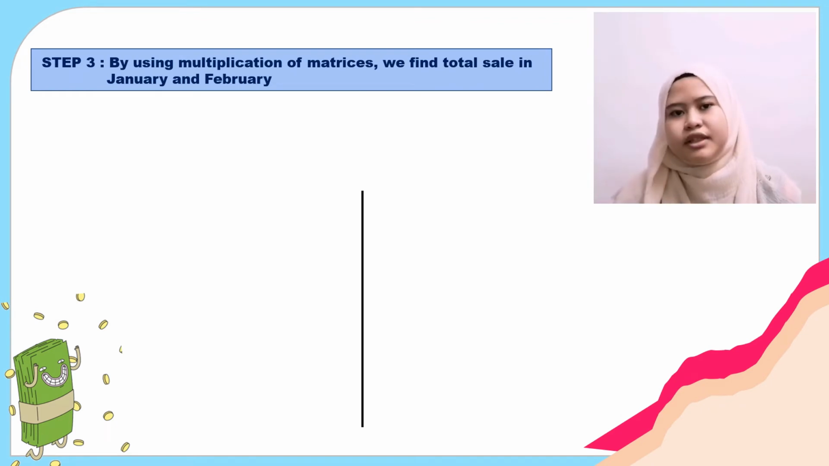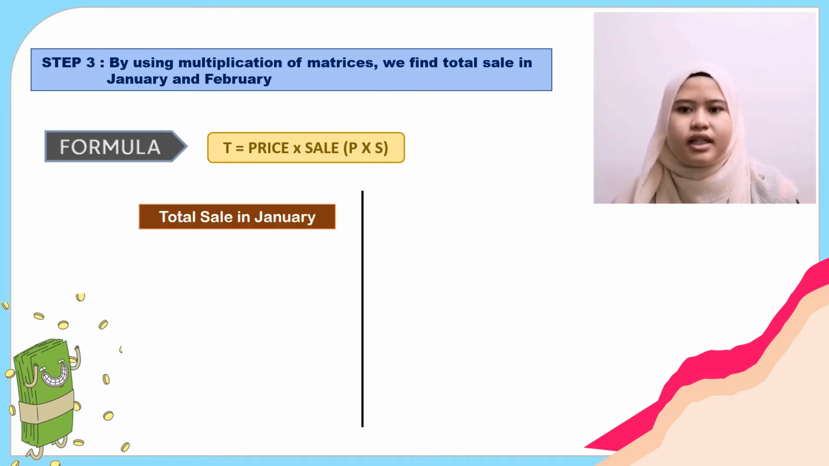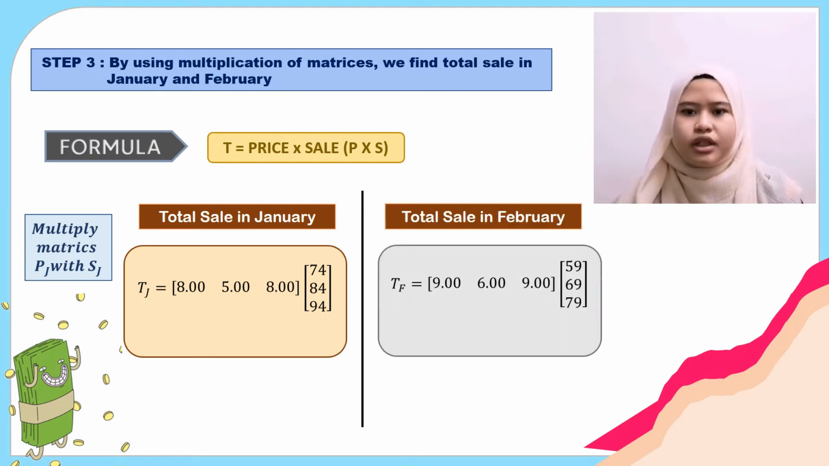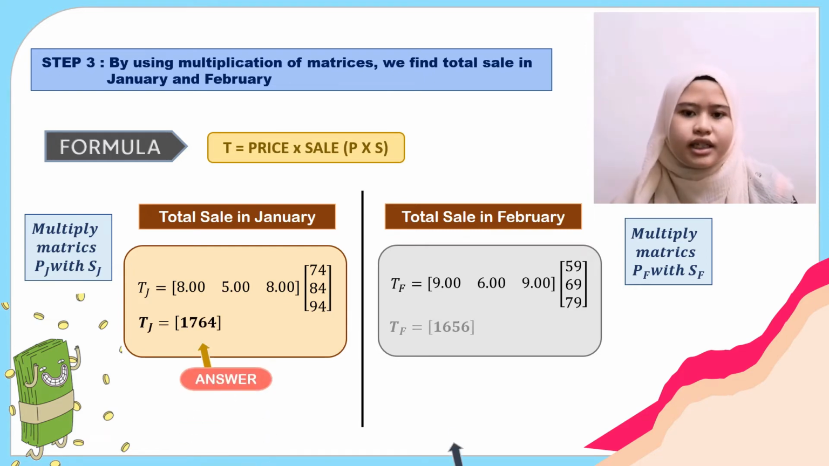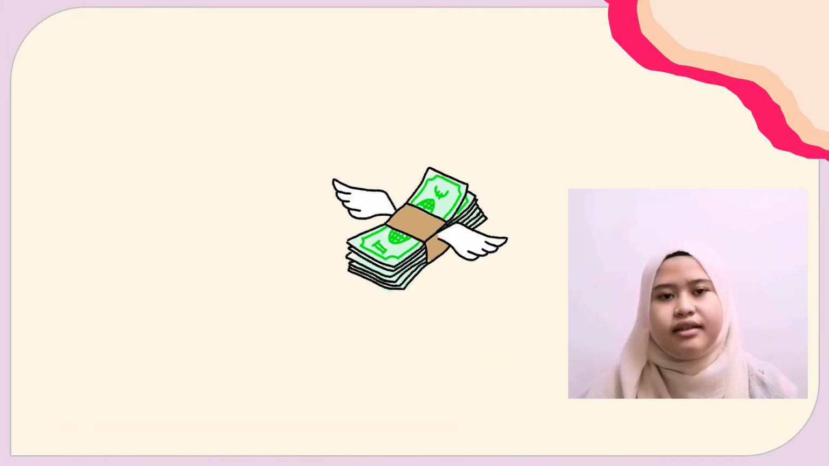Step 3, by using multiplication of matrices, we determine the total sale in January and February respectively. We need to multiply matrix P with matrix S to get the total sale in a particular month, which we name as matrix T. To get the total sale in January, we need to multiply matrix PJ with matrix SJ. Then, we need to multiply matrix PF with matrix SF to get the total sale in February. At the end of this step, we gain the total sale in January is 1,764 ringgit Malaysia, while the total sale in February is 1,656 ringgit Malaysia. And the last step is step 4.